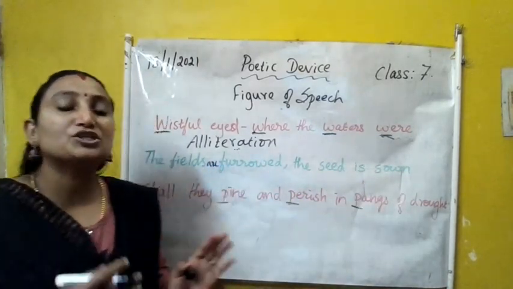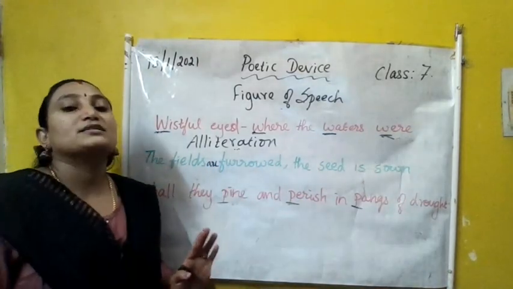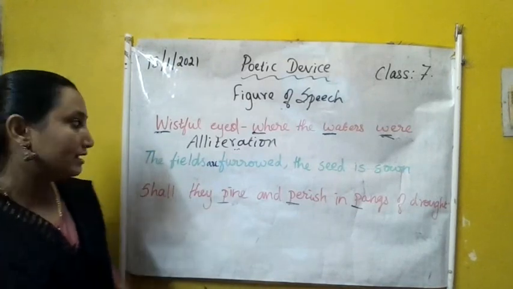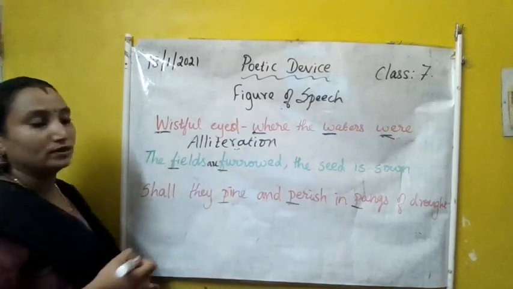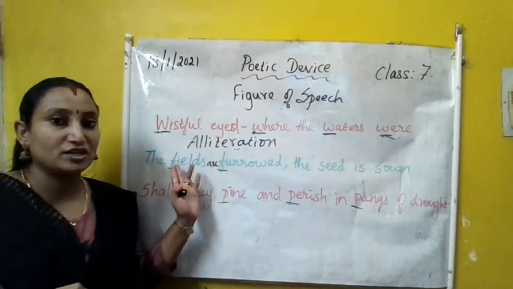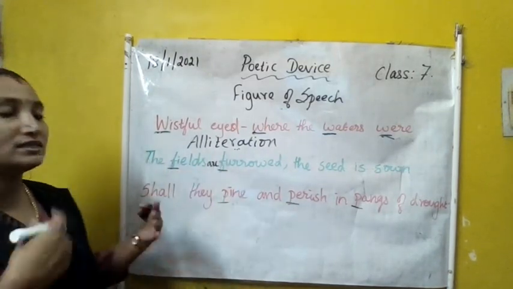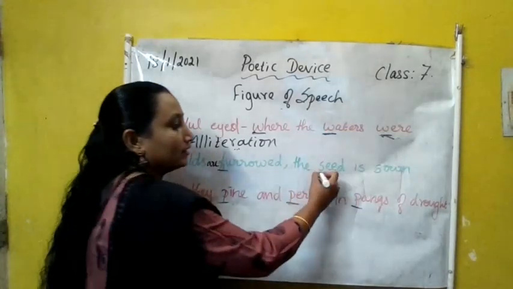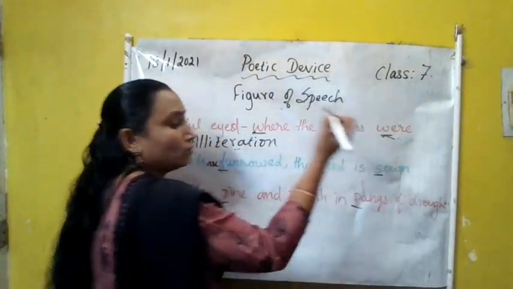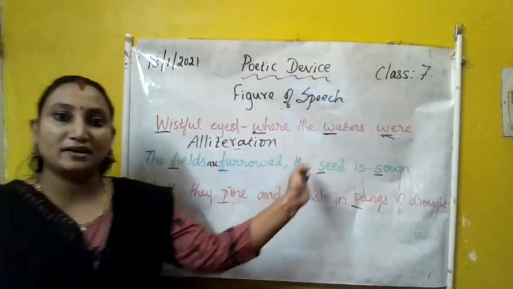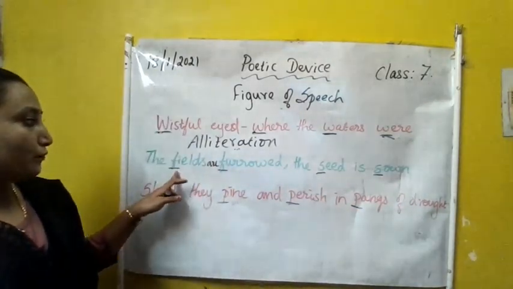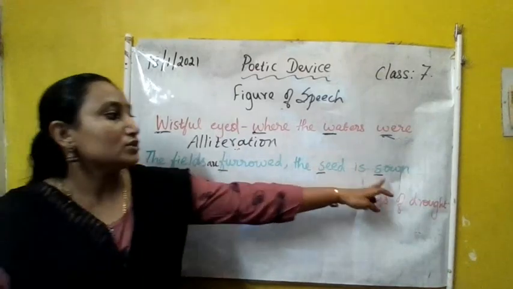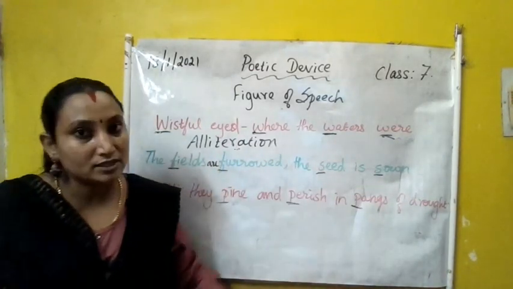Which letter has been repeated in this particular line? The letter F, the fields furrowed. Isn't it? The first alliteration is the fields furrowed. And next, what is the consonant letter again repeated? Seed sown. Yes, S has been repeated again and again. Isn't it? So, fields furrowed, seed sown are the alliteration in this particular line.